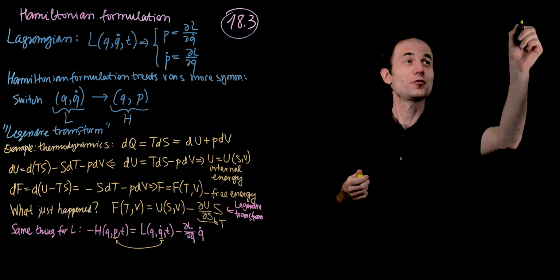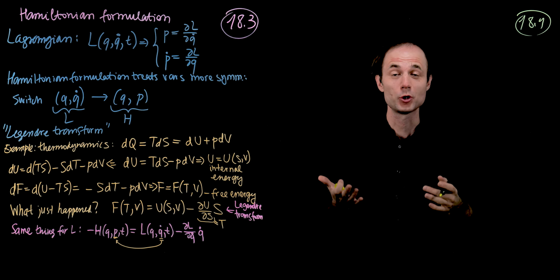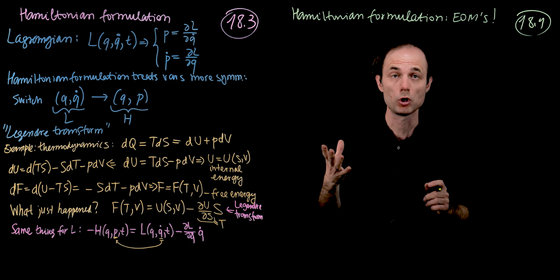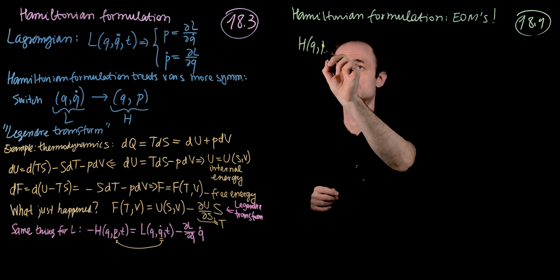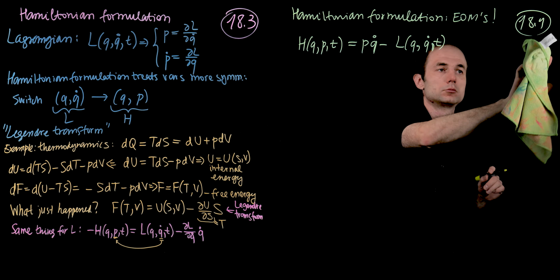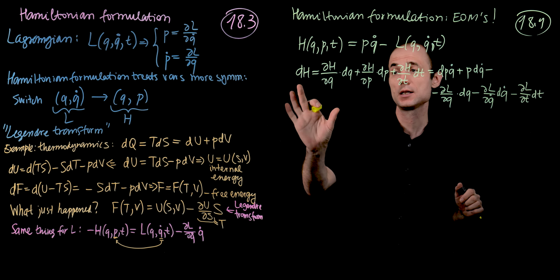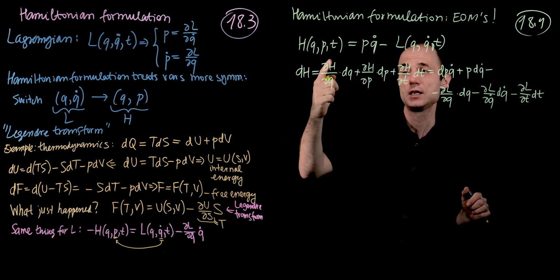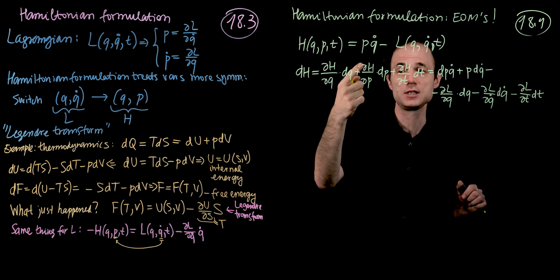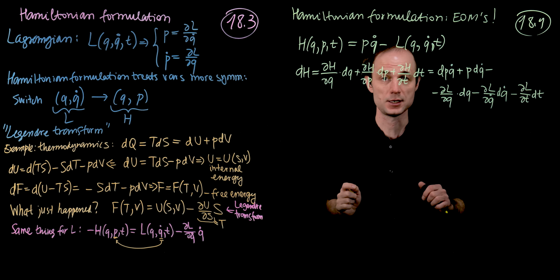Hello and welcome to part 4 of lecture 18, where we are finally going to derive equations of motion in the Hamiltonian formulation. To do this, let us recall the definition of the Hamiltonian. Now, if we take the differential from both sides of this equation, then we're going to get dH is equal to ∂H/∂q times dq, plus ∂H/∂p times dp, plus ∂H/∂t times dt.